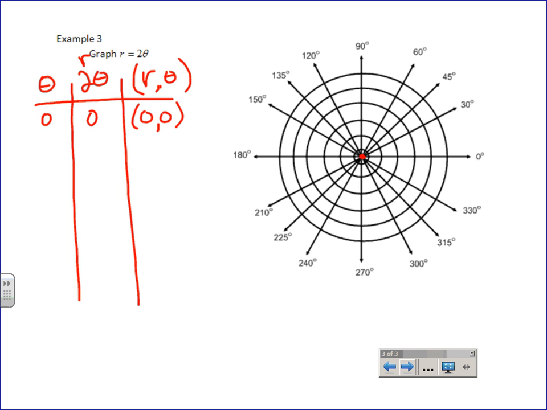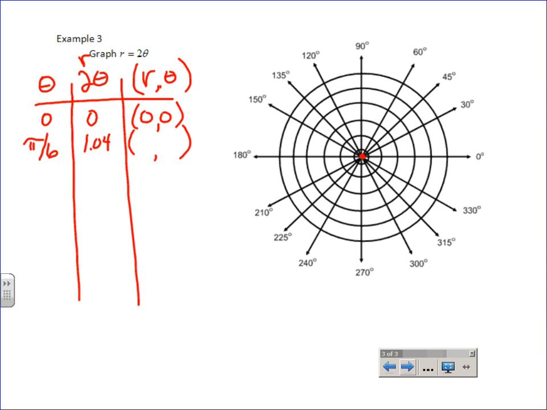And might as well just go to pi over 6. All you have to do then is take pi over 6 times 2, which is pi over 3, and find out what that is on your calculator. You're not taking sine of that, you're not taking cosine of that. Just take pi over 3 on your calculator. It should be right around 1 somewhere. So 1.04.